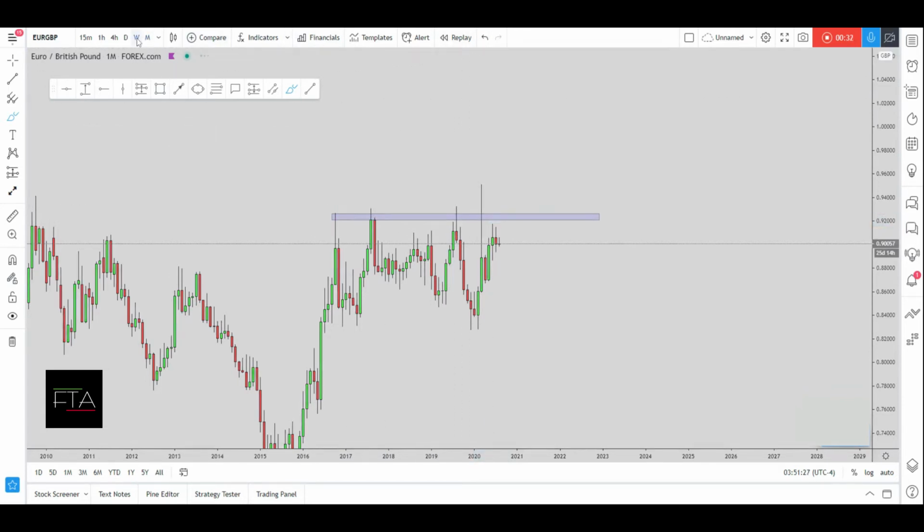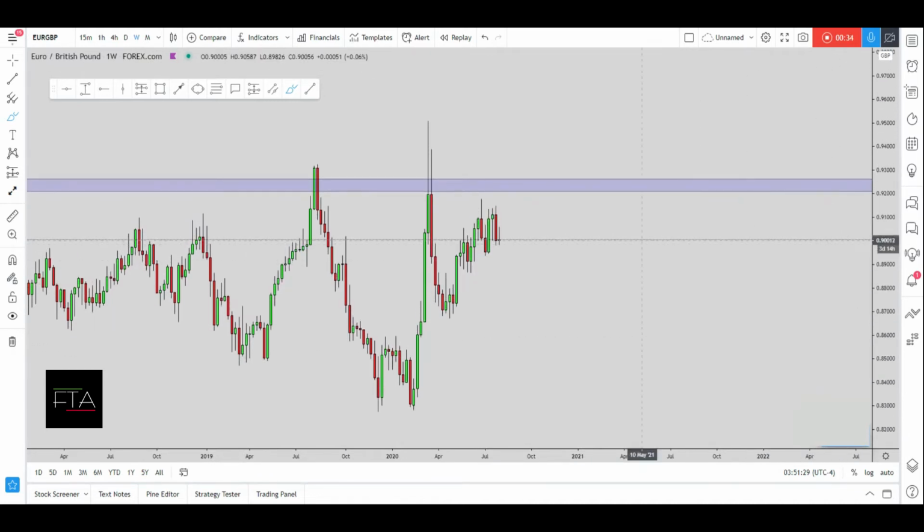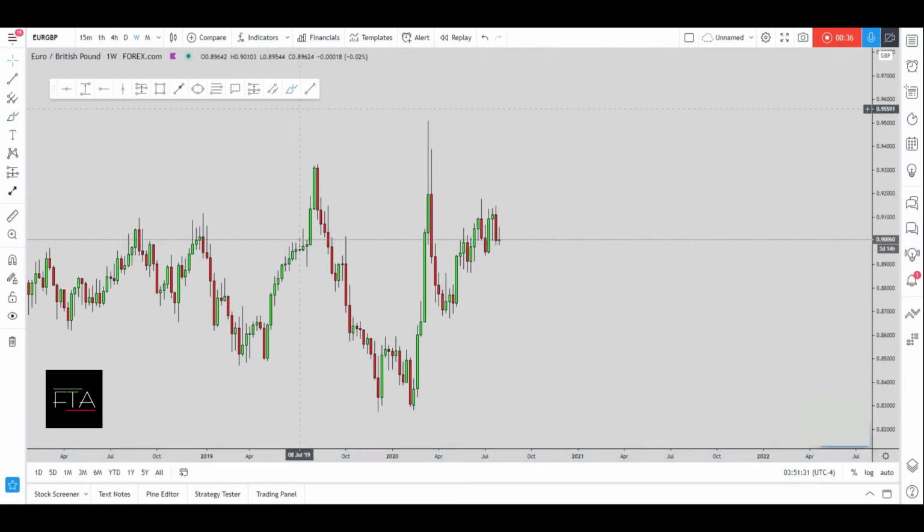Going down on the weekly, what kind of situation do we currently have? Now, on the weekly time frame, we can see that first of all, the market has created this double top. So basically, the market failed to continue higher with this impulse. And what we can also see from the weekly time frame is that the market, first of all, had created this W formation.